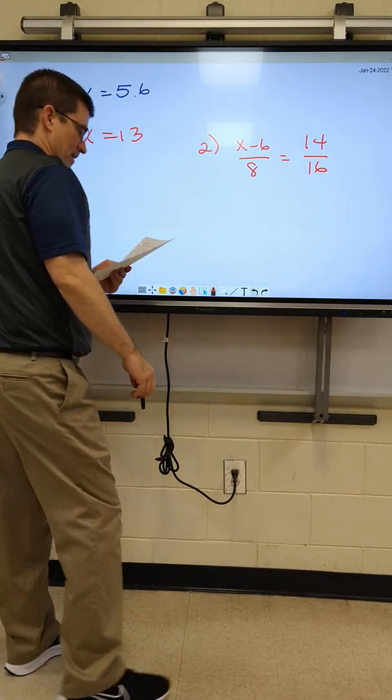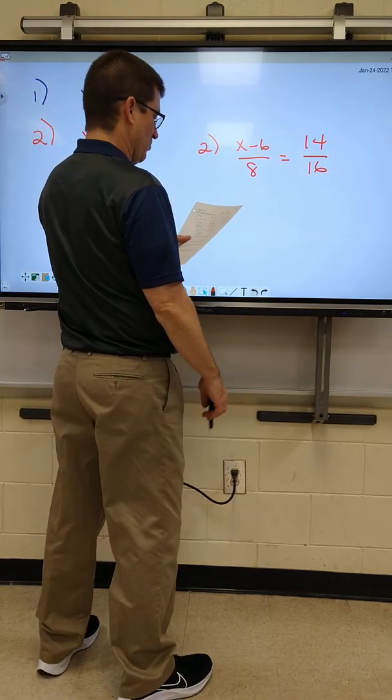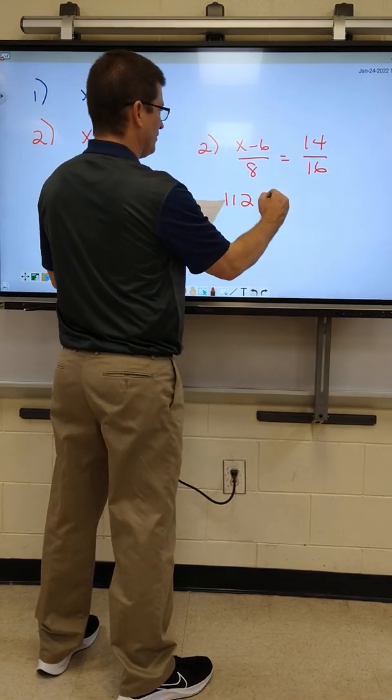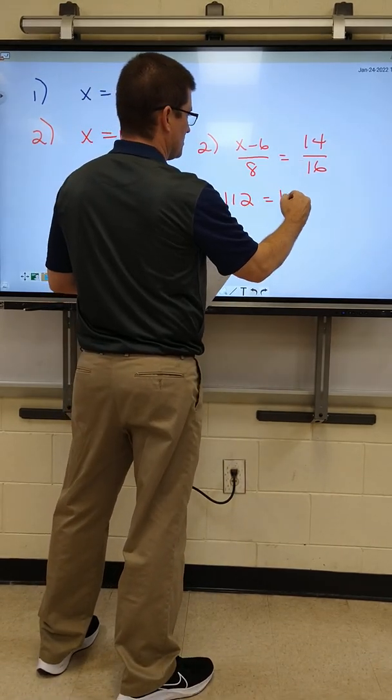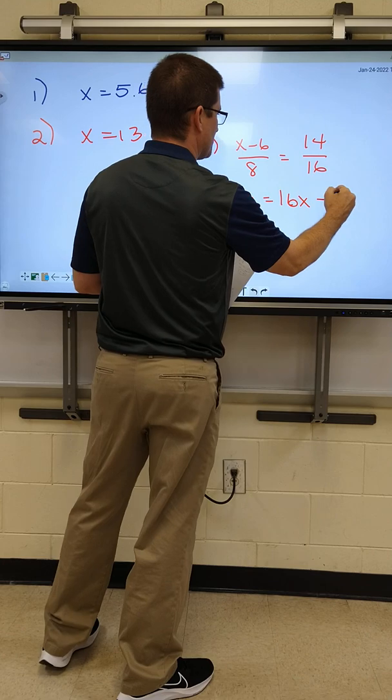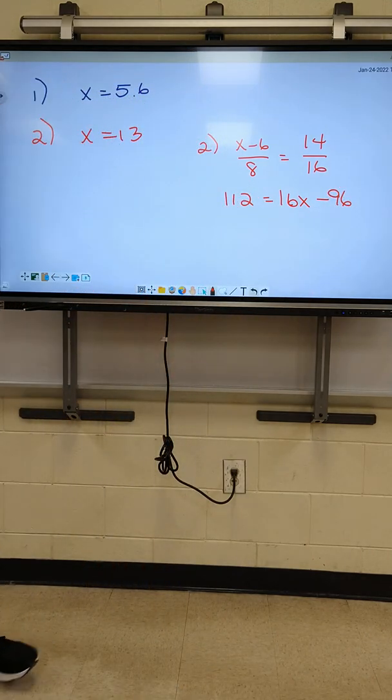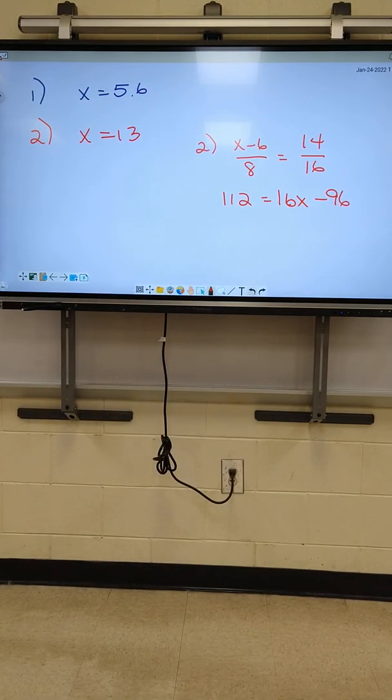8, 14. All right, 8 times 14 is going to be 112. What's next? 16. 16 times x is 16x. 16 times 6 is negative 96. Check my multiplying on that, Gavin. Make sure we got the same number so far.